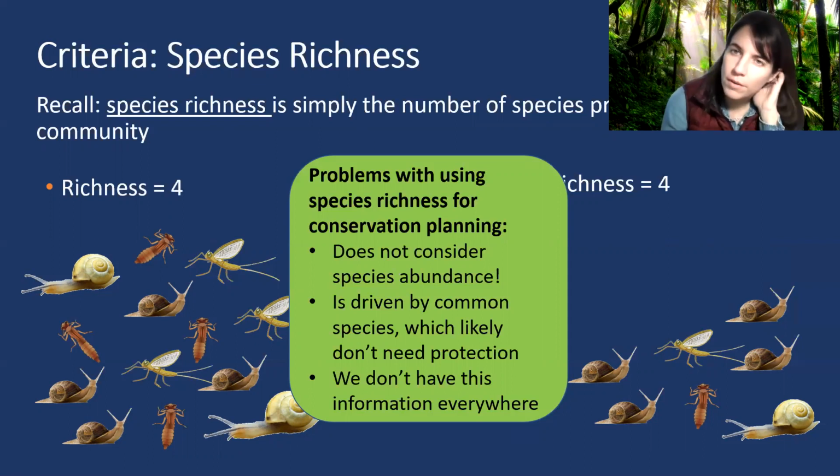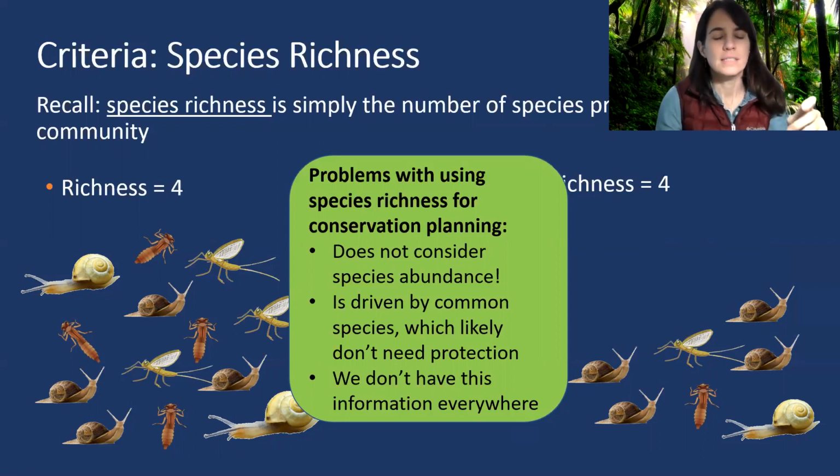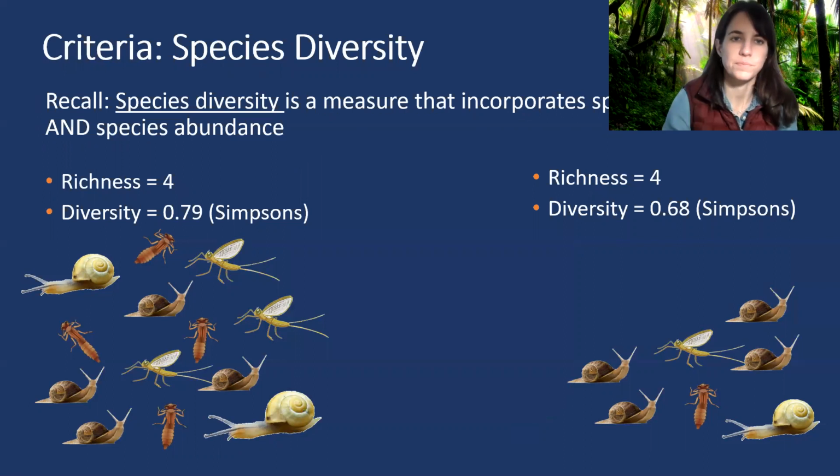It's also really driven by common species. So common species probably don't need protection, but they're going to increase the species richness in a community. So if you think about both of these communities compared, it looks like you're going to find that little brown snail no matter where you go and no matter what the water quality is. But that's a common species. It probably doesn't need protection, right? But it's driving that metric of species richness. And of course, you're going to see this is a common trait among the metrics. We don't have this information everywhere. We don't know the species richness everywhere on Earth.